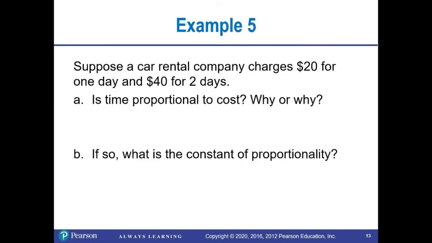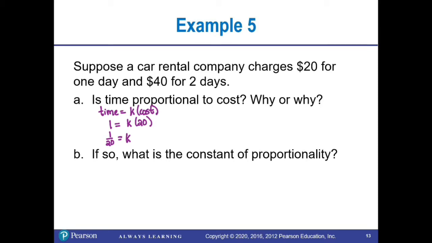So let's suppose a car rental company charges $20 for one day and $40 for 2 days. Is time proportional to cost? If time is proportional to cost, for every situation we can write time equals k times cost, and k will be the same in every situation. Our first situation is $20 for one day. So our time is 1 equals k, and our cost is 20. Divide both sides by 20, and we get that k is 1 over 20.